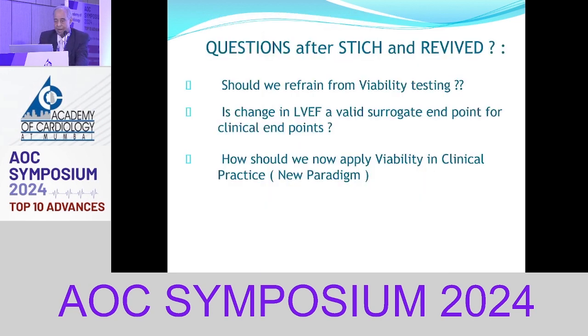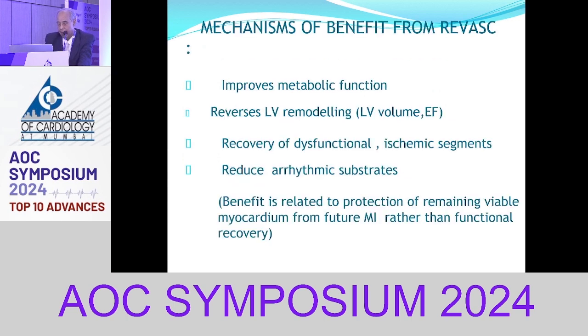So the questions which arise after these are, should we refrain from viability testing? Is LVEF a valid surrogate, and what should be the new paradigm? We have known for years that the benefit of revascularization is because of the recovery of the left ventricular ejection fraction. But these two trials say that that is not the mechanism, because in the STITCH trial, the improvement in ejection fraction was just 2%. So what is now coming is that the benefit is related to protection of the remaining viable myocardium from future MI rather than the dysfunctional myocardium.